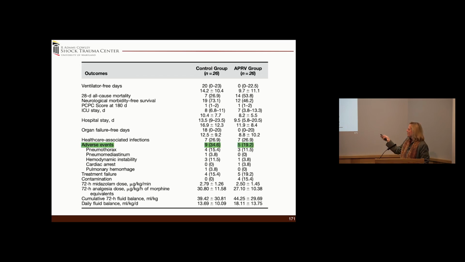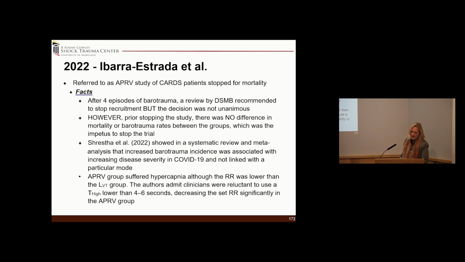The adverse events also were higher in the control group and the APRV group. The pneumothorax was higher. None of these reached statistical significance, though. And then the final one, this was interesting because this actually came up at a recent pro-con debate in Minnesota. And this was inferred as fact that the APRV group was stopped for mortality. Well, that's what they talk about in the paper. Here are the facts, though. After 4 episodes of barotrauma, a review by the Data Safety Monitoring Board recommended to stop recruitment, but they could not even reach a unanimous decision. It was still decided just to stop. Prior to stopping the study, though, there was no difference in mortality or barotrauma rates between the groups, which was the impetus to stop the trial.